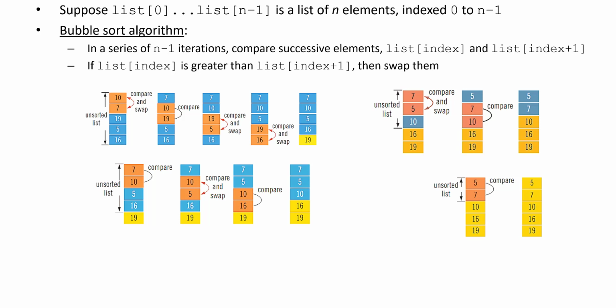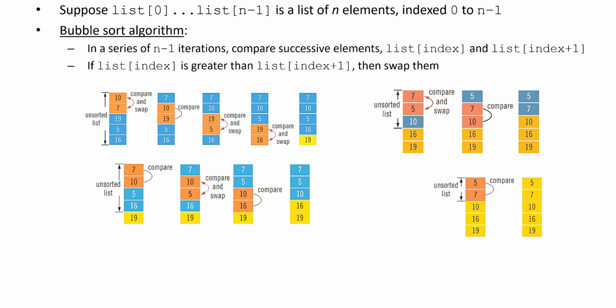Without any further ado, suppose list[0] all the way to list[n-1] is a list of n elements, indexed 0 to n-1. We want to rearrange, that is sort, the elements of the list in increasing order. The bubble sort algorithm works as follows.